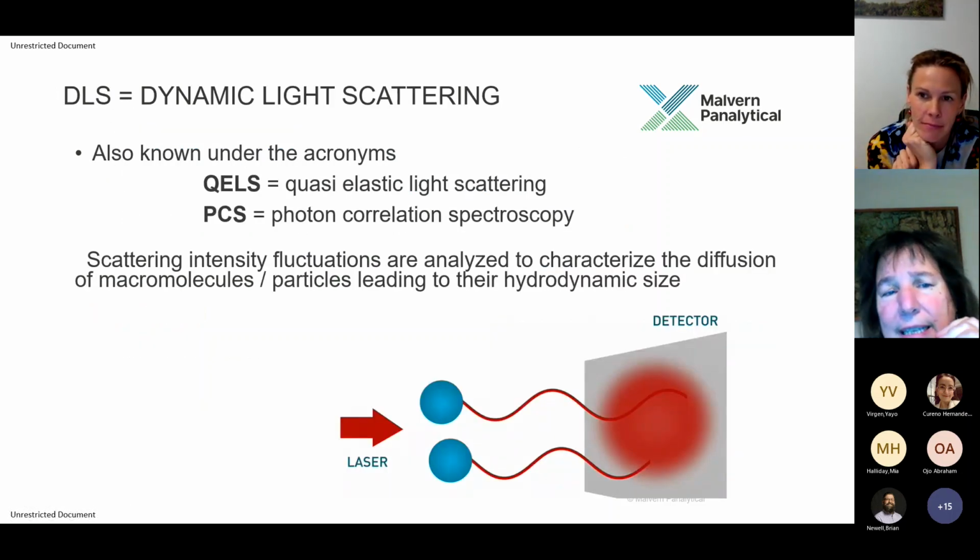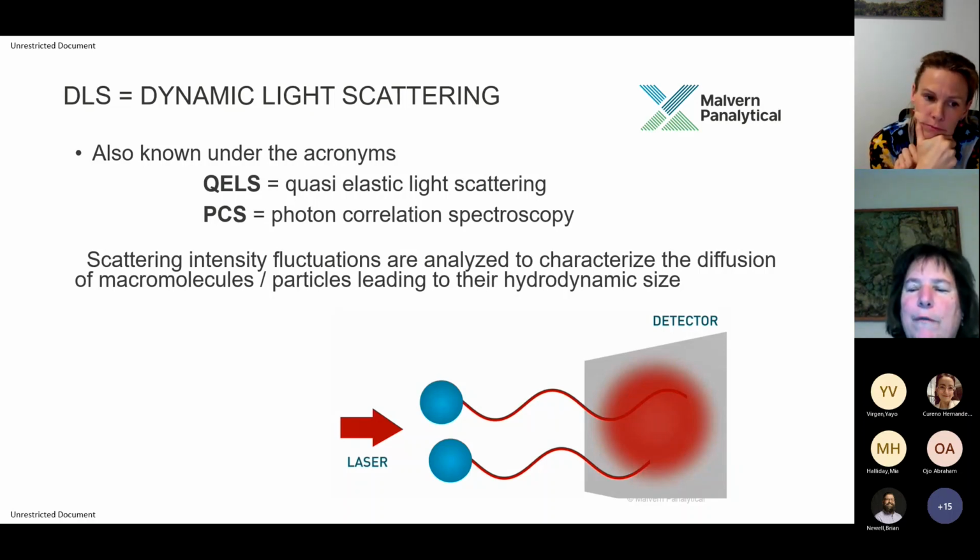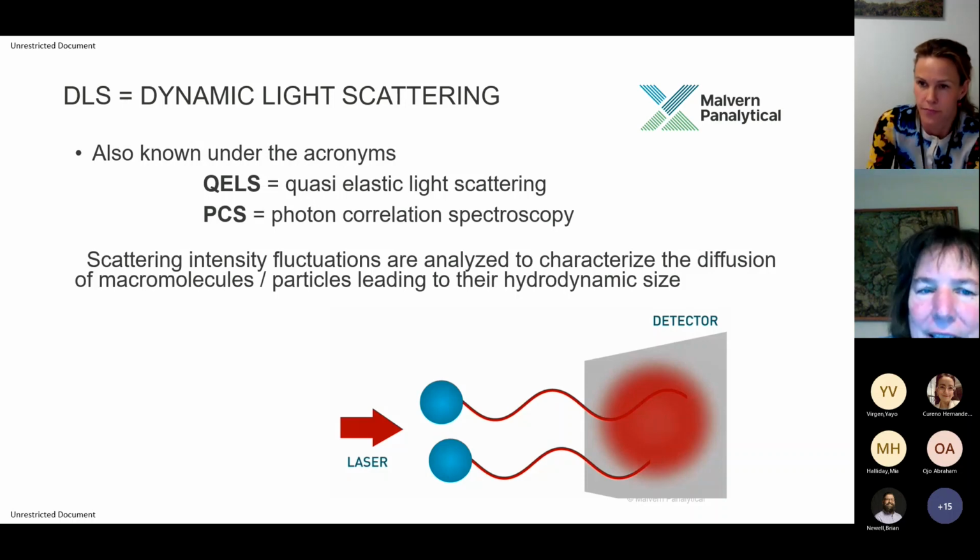When we talk about dynamic light scattering, there's 3 different acronyms that people refer to. They either talk about it as DLS, dynamic light scattering, and it's dynamic because we're looking at how particles move. We're measuring the diffusion rate of particles in a suspension, and from that diffusion rate, we're calculating a size. But historically, there were 2 other names. The physicists originally first called it quasi-elastic light scattering, so sometimes you hear the term QELS.